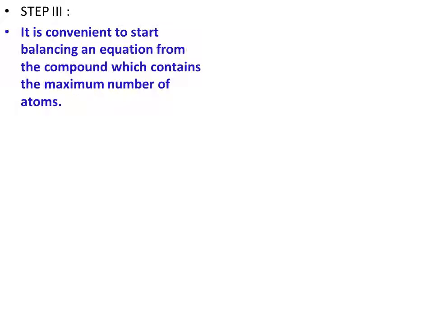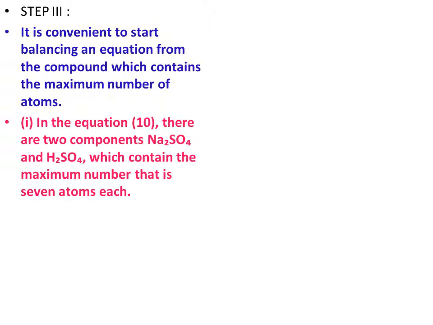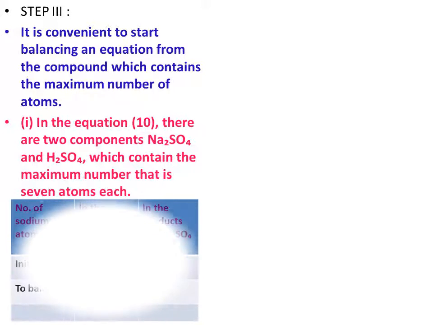Now step 3. It is convenient to start balancing an equation from the compound which contains the maximum number of atoms. In equation (1), there are two compounds, Na2SO4 and H2SO4, which contain the maximum number, that is 7 atoms each.